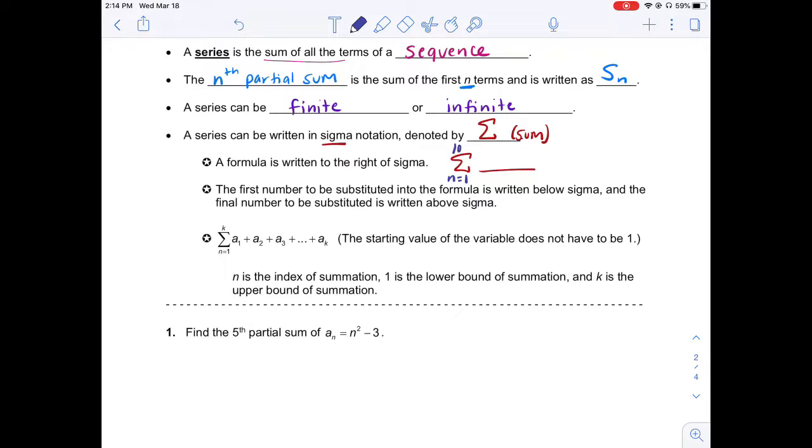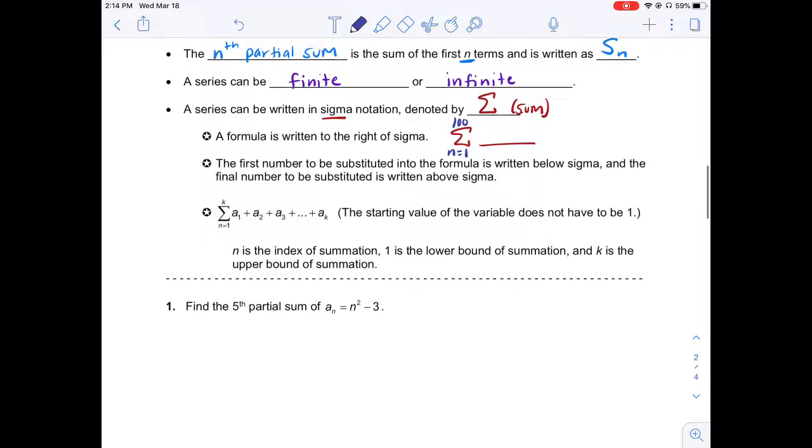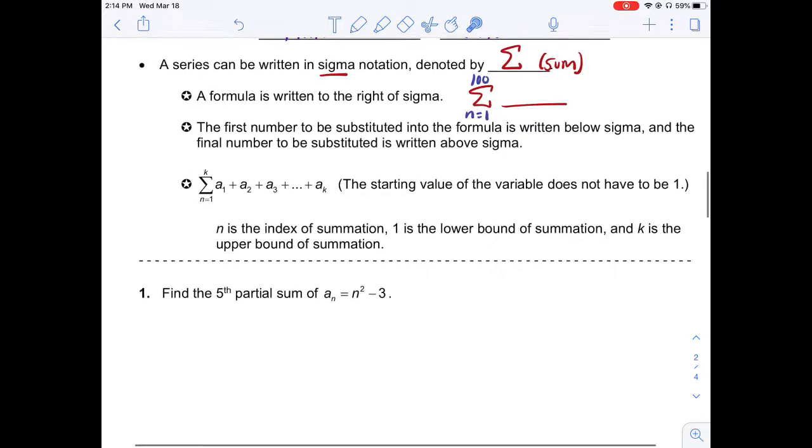Let's say I wanted to sum up the first term to the 100th term. Then we would put n equals 1, or you can use k, any letter we want, all the way up to 100. A good example is shown in our last bullet point. This is what it might look like to write something in sigma notation. It's the sum from n equals 1, and the starting value doesn't have to be 1, all the way up to some final number k. And now they're showing each of the terms of a sequence being added up.